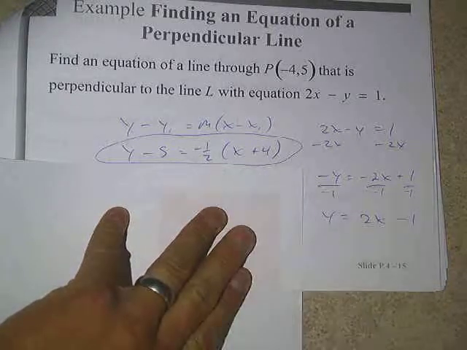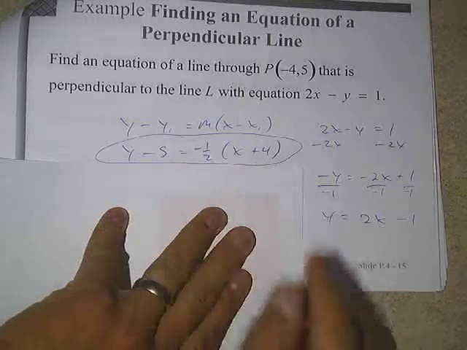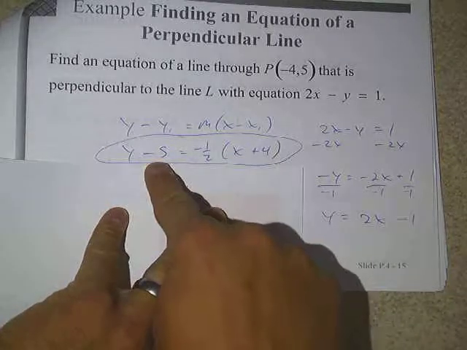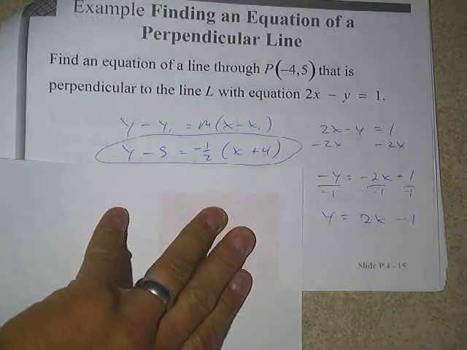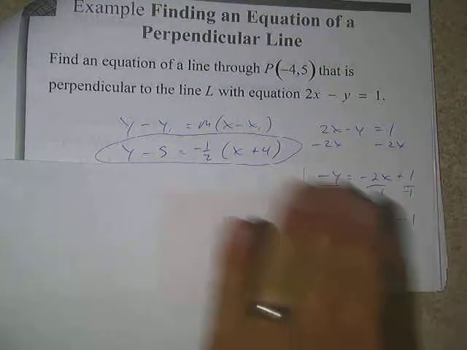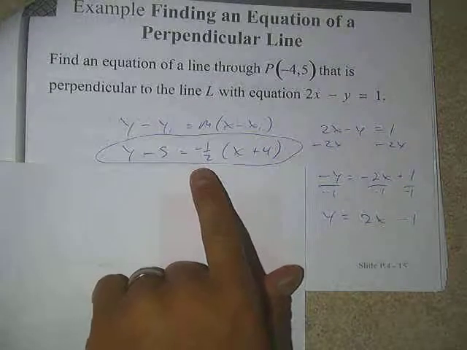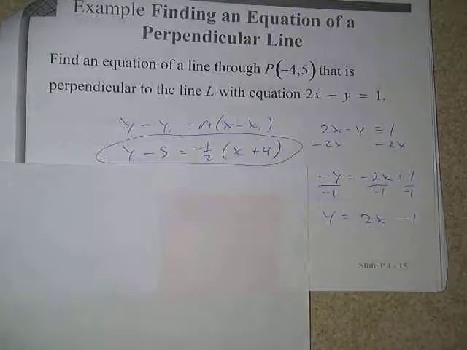But remember, in this case, instead of putting a 2 in there, we don't want them to be parallel, so we're not going to use 2. We're going to use the opposite and reciprocal, which is -1/2, and that's why I have -1/2 here for my slope. Notice I put my point in as such, my -4 and my 5, and so my final answer is that.